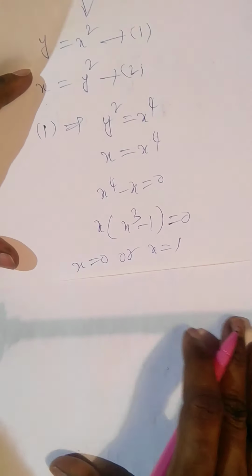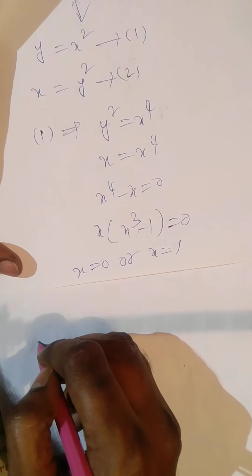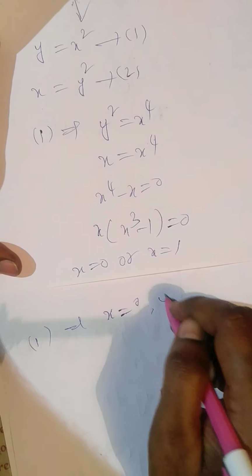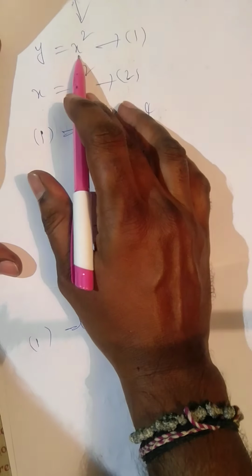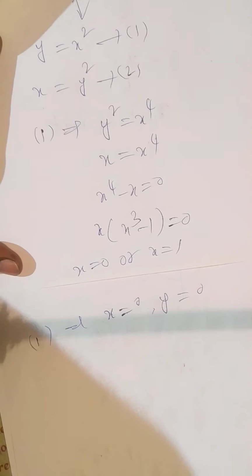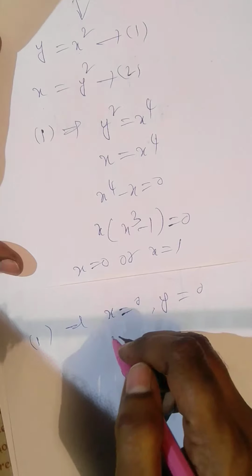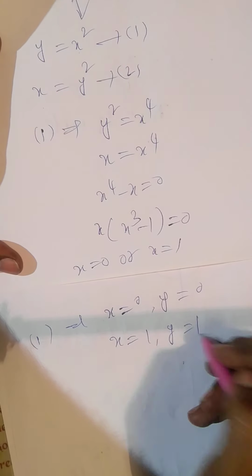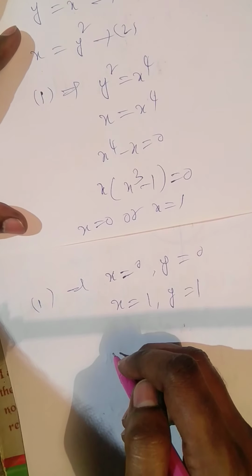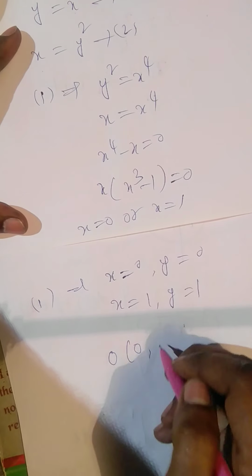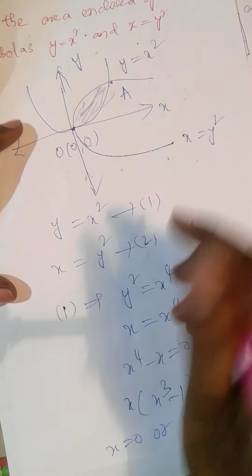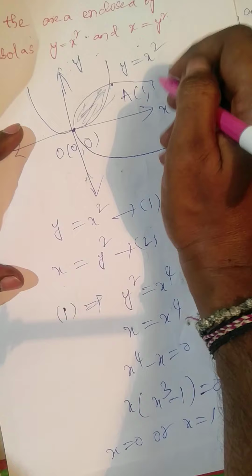Now we'll find the y limits. Here you can take any equation. From equation 1, when x is 0, we get y is 0. Fine. When x equals 1, y is also 1. So what are the points I got here? Points of intersection of the two parabolas are O of 0 comma 0 and A of 1 comma 1. Means here the other point is A of 1 comma 1.